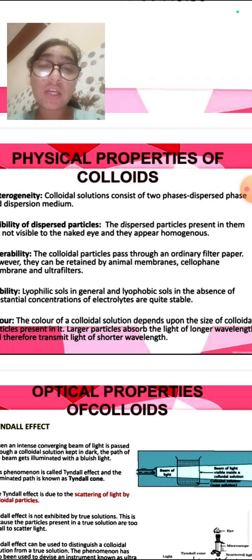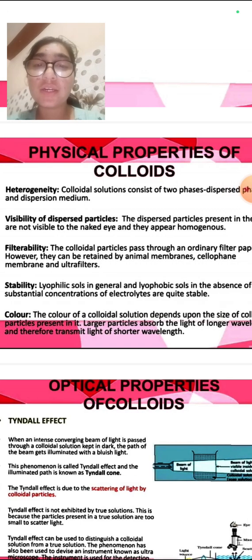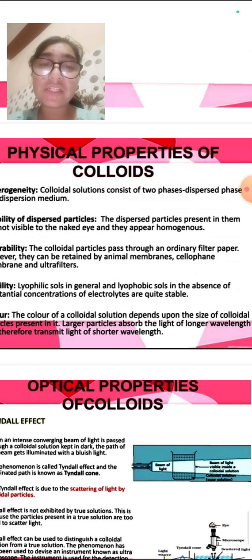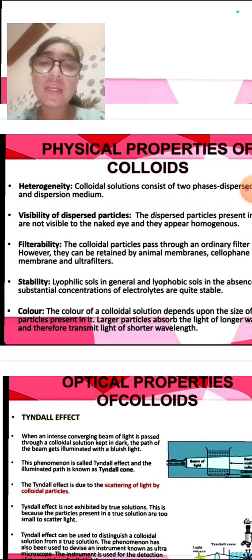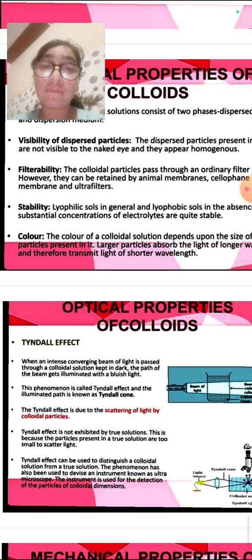Stability. Lyophilic sols in general, in the absence of substantial concentration of electrolytes, are quite stable. Color. The color of a colloidal solution depends upon the size of colloidal particles, and large particles absorb the light of longer wavelength and therefore transmit light of shorter wavelength.